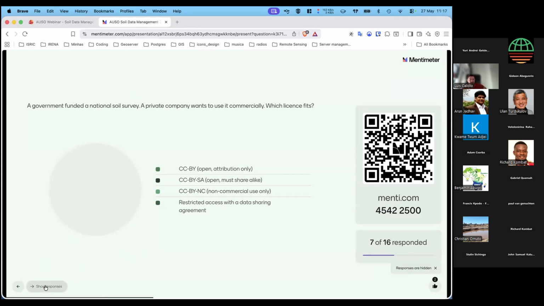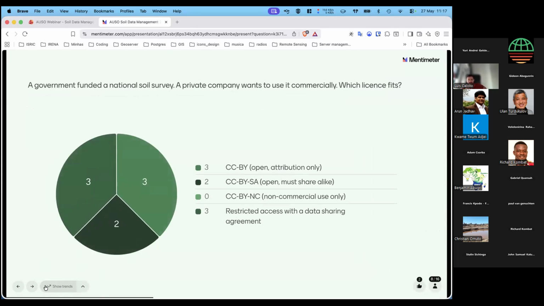Let's see the responses. Okay. The one that should not be selected, I see that no one selected it, which is good. If you have a governmental funded national survey, and a company wants to use it, first it depends on the owner to allow that to happen or not. Then of course you can choose open attribution, CC BY, which is one possibility. Basically this is public data, and anyone can share it as long as they do the attribution.